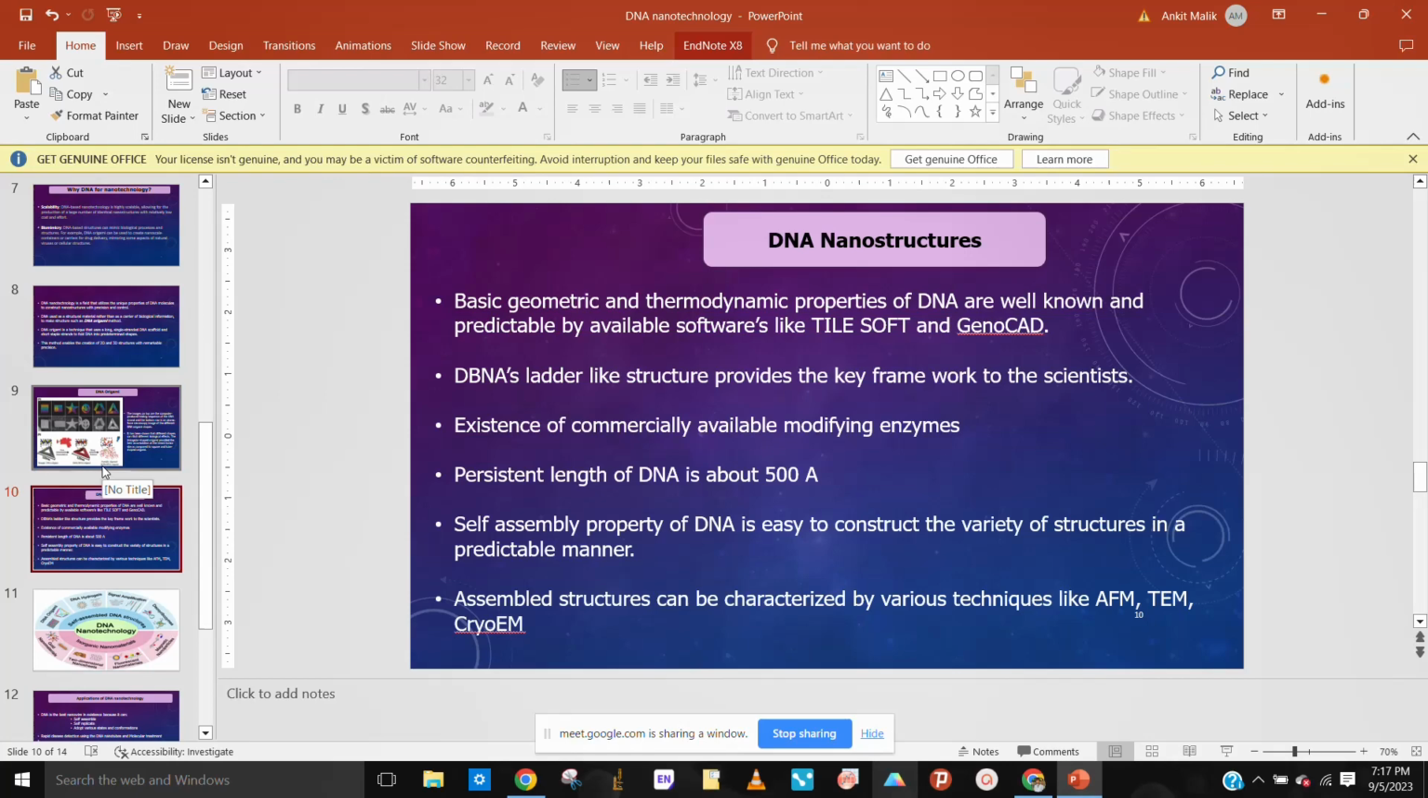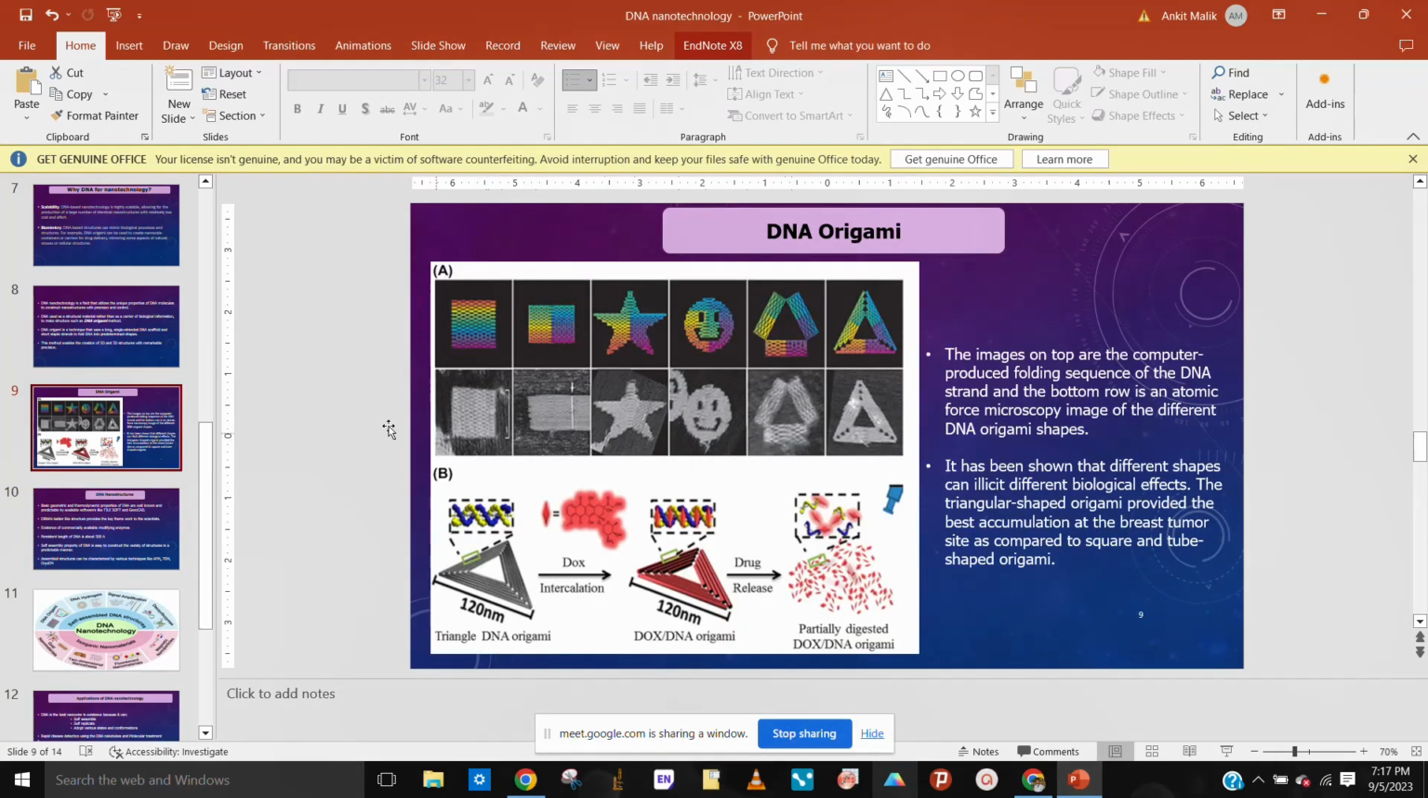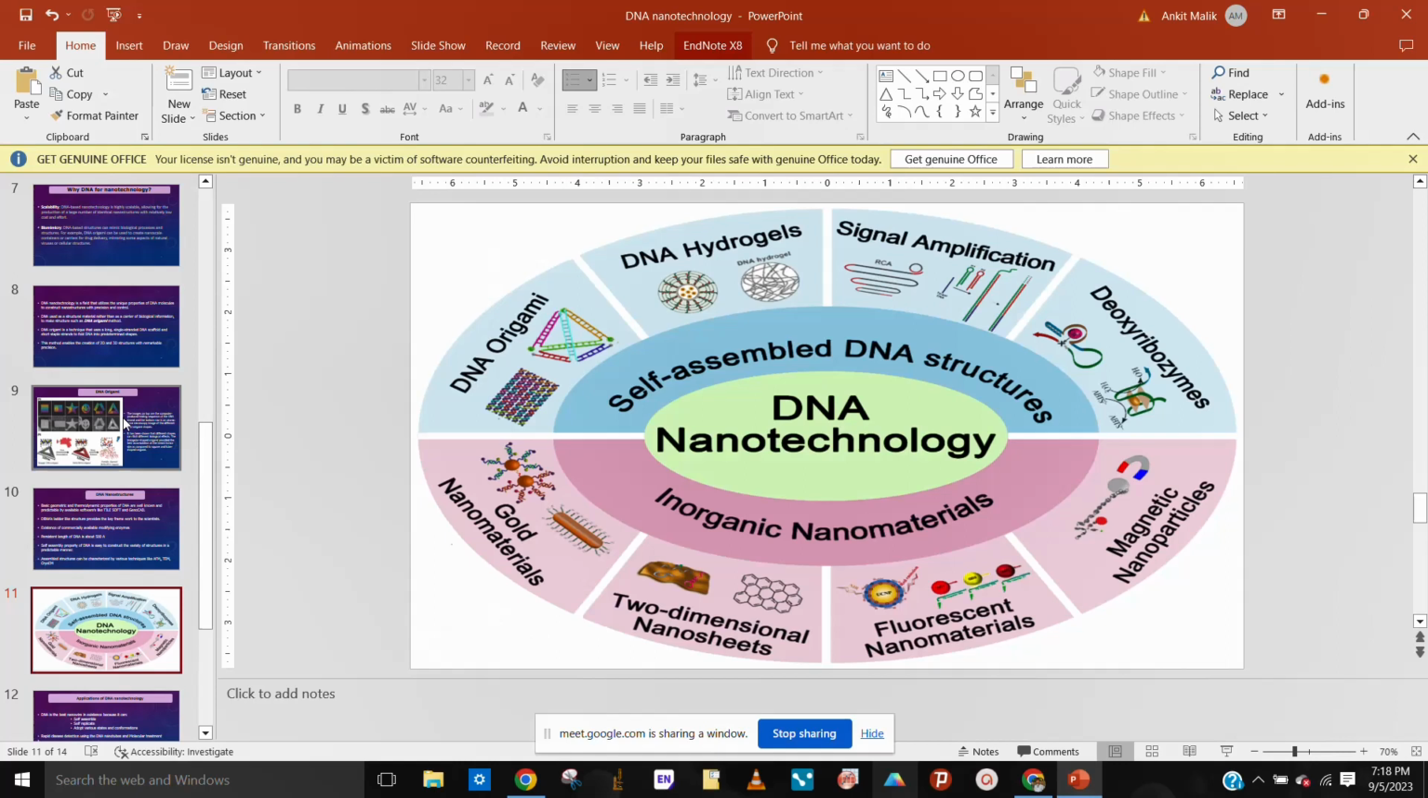So the AFM one, I've shown the structures, and now in this one, these are the AFM microscopy structures. Likewise, we can characterize these by using cryo-electron microscope or transmission electron microscope. So DNA nanotechnology, I have divided into two parts: what is used in self-assembled DNA structures and in inorganic nanomaterials. In inorganic nanomaterials, we use gold material, two-dimensional nanosheets, fluorescent nanomaterials, and magnetic nanoparticles. But in self-assembled DNA structures, we use DNA origami, DNA hydrogels, signal amplification, and deoxyribozymes.